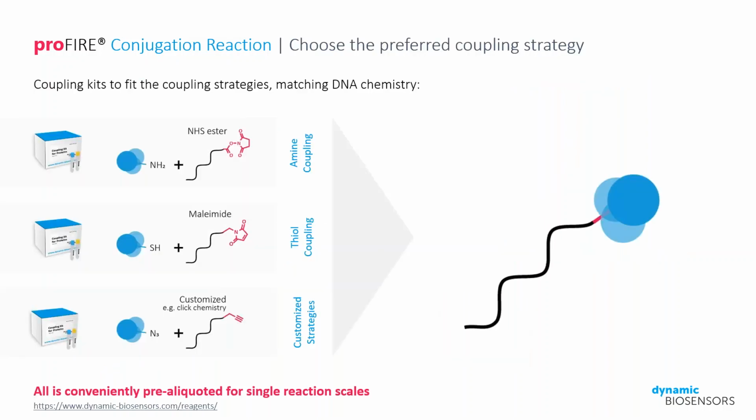So for instance, our amine coupling kits will contain DNA modified with an NHS ester, our thiol kits, the maleimide modified DNA, in addition to kits with DNA modified for customized click chemistry reactions. For a full listing of our coupling kits, please visit our website and scroll through our reagent lists.